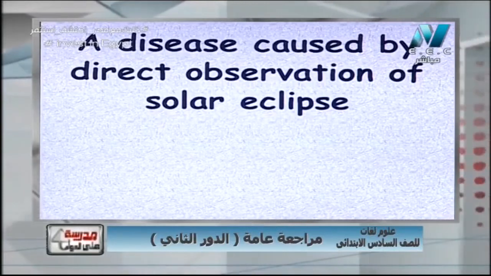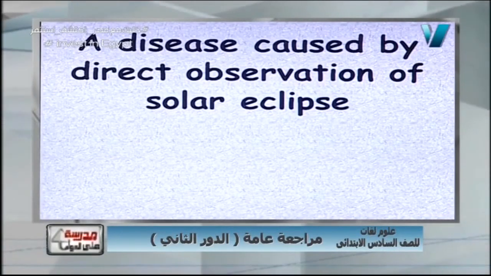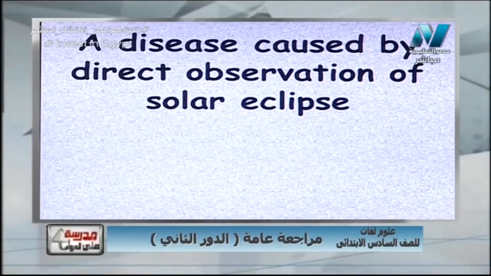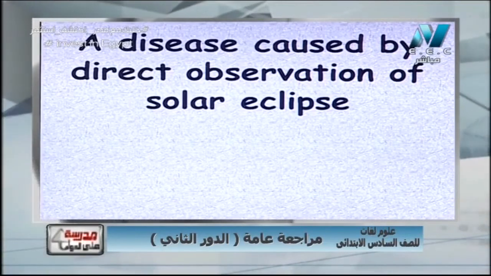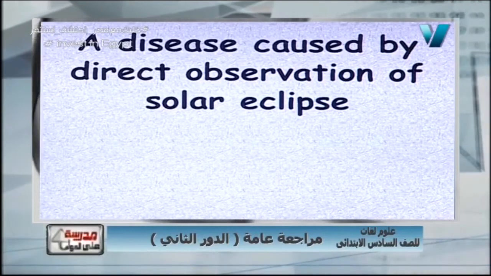A disease caused by direct observation of solar eclipse. مرض بينتج بسبب الرؤية المباشرة للإكليبس أو كسوف الشمس. طبعا حذرنا أكتر مرة أثناء الـ second semester إنه لو حصل solar eclipse ما ينفعش خالص أشوفه بعناية مباشرة.